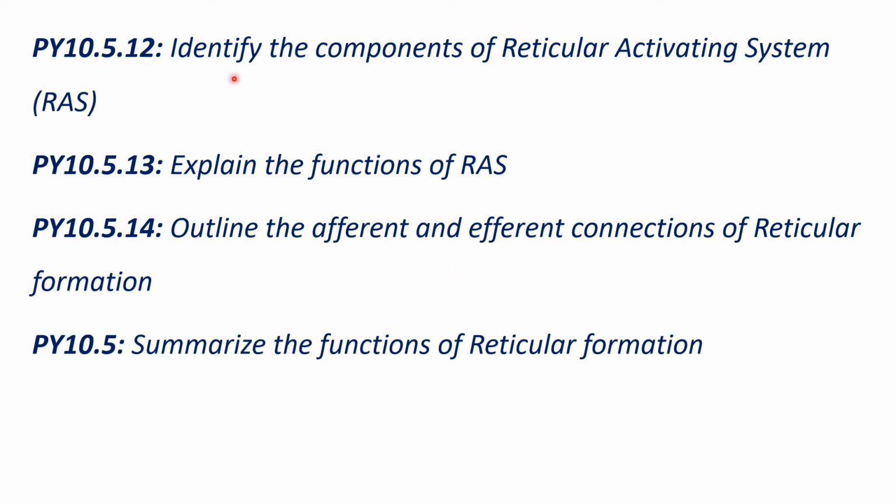Next objective is that you should be able to identify the components of reticular activating system, that is what structures form the reticular activating system. Then after this you should be able to explain the functions of reticular activating system, cite about abnormalities also, then outline the afferent and efferent connections of reticular formation. Finally, in the end you should be able to summarize the functions of reticular formation.